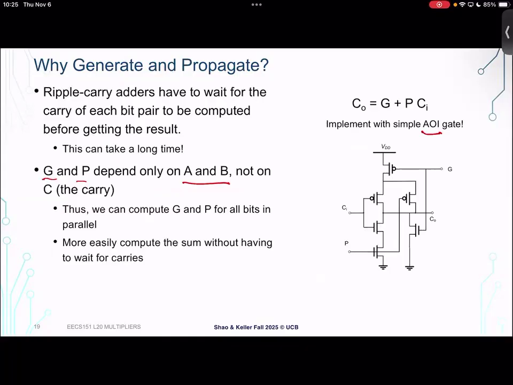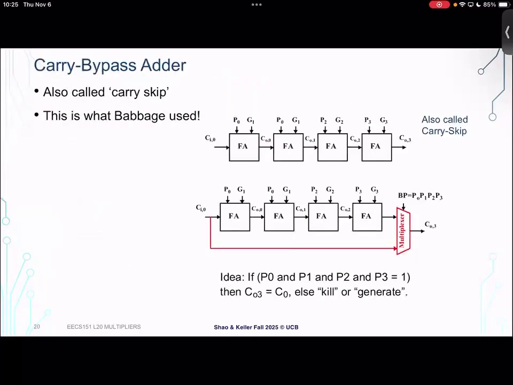So let's look at an example of how we can use generate and propagate and kill in order to speed up our adder. Now, this design is called a carry bypass adder, also sometimes called a carry skip in textbooks or in the literature. Notably, this is the design that Charles Babbage came up with for his difference engine.